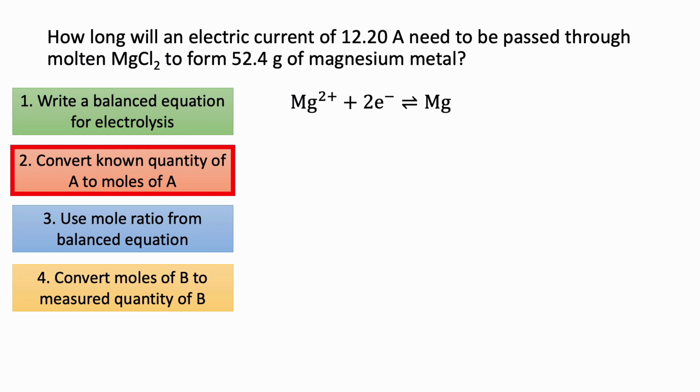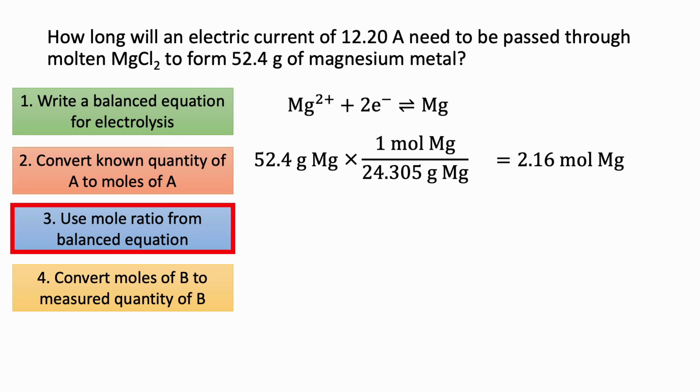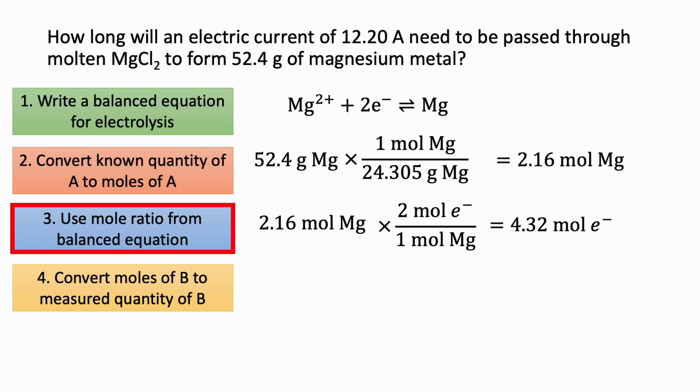Now let's convert our known quantity to moles. The quantity that we know is 52.4 grams of magnesium. That's what we want to get. And we will convert that to moles by using the molar mass of magnesium. That gives us 2.16 moles of magnesium. Now we're going to use our mole ratio from the balanced equation. We're trying to figure out how much electric current, so we need to find the ratio between magnesium metal and electrons. So let's multiply our moles of magnesium by our mole ratio of 2 moles of electrons per mole of magnesium, and that gives us 4.32 moles of electrons.